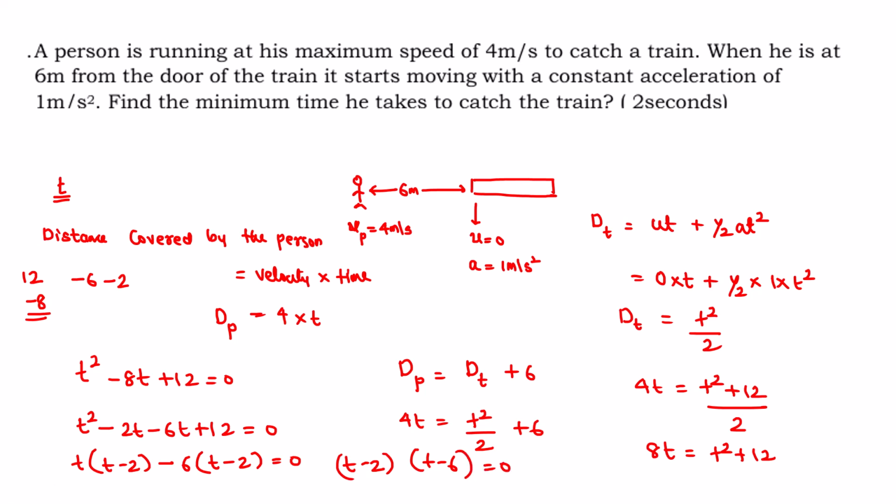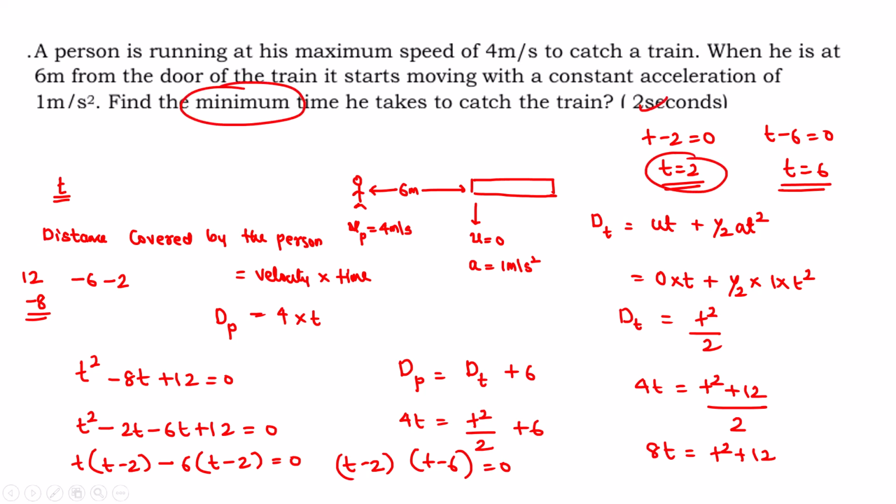If a into b equal to 0, either a should be equal to 0 or b should be equal to 0. That will be t minus 2 equal to 0, that is t equal to 2 seconds. Or t minus 6 equal to 0, or t is equal to 6 seconds. That means time should be equal to either 2 seconds or 6 seconds. We know that they are asking for the minimum time. So the minimum time will be equal to 2 seconds. So the answer will be 2 seconds.